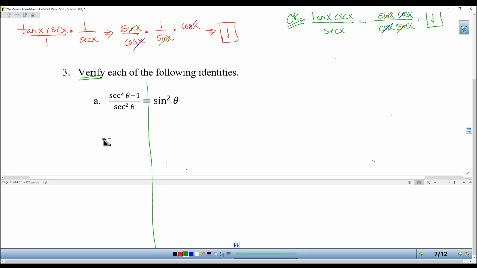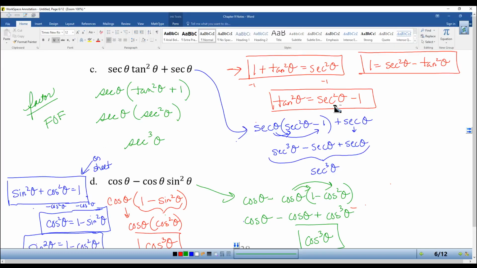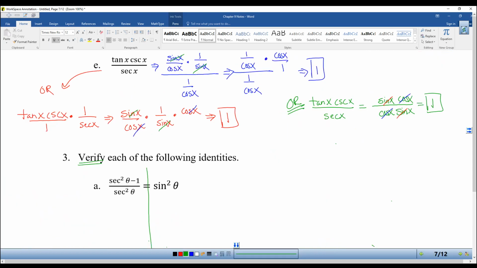So first of all, I see a secant squared minus 1. Now, if you look back, we have that on our list. Secant squared. It's not on your page, so if you didn't write down all 3 versions of this, then this is still a little hard for you. But secant squared minus 1 is tangent squared. So I'm going to rewrite that as tangent squared.